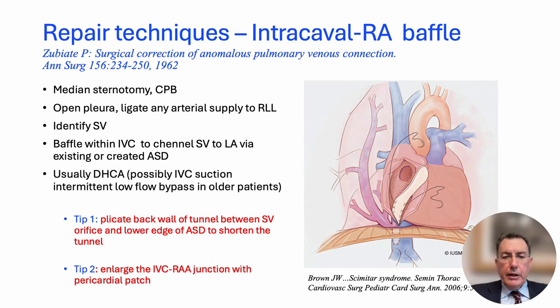Repair techniques include baffling, reimplantation, or mixed procedures. In all techniques, the arterial supply to the right lung, if present, is ligated. In the most popular baffling technique shown here, performed via sternotomy and under cardiopulmonary bypass, usually requiring a period of deep hypothermic circulatory arrest, a baffle is constructed within the IVC and right atrium, channeling the scimitar flow to the left atrium via a pre-existing or created ASD.